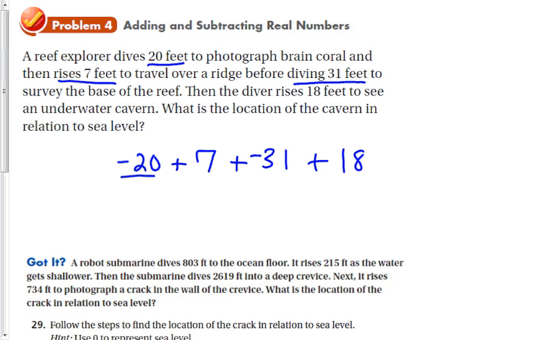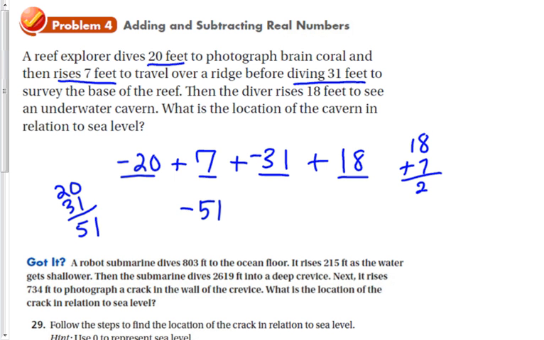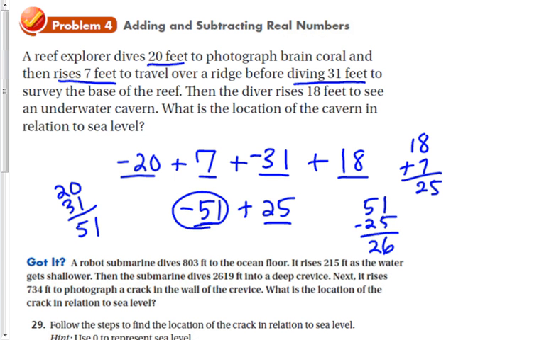And if I change these all to addition, then one way I could easily get the answer is just add all the negatives together, combine those. So 20 and 31 make 51. Those are my negatives. And then I combine my positives. 7 plus 18 is 25. So plus 25. And then to figure that out, we have a negative and a positive, so we want to subtract the two numbers. And that gives me 26. And since negative 51 is further from 0 than 25, my answer is negative 26.